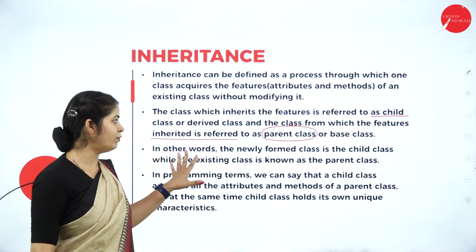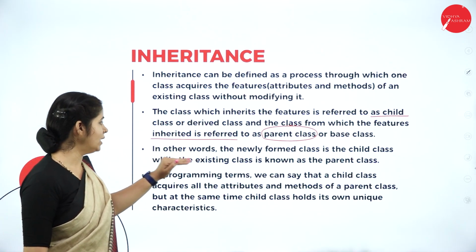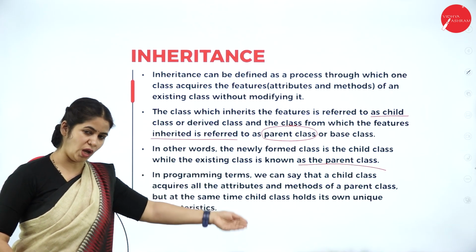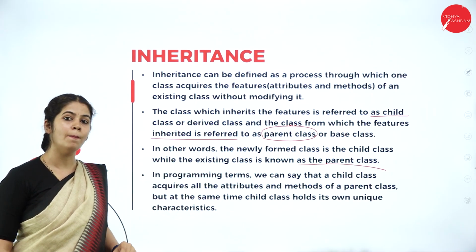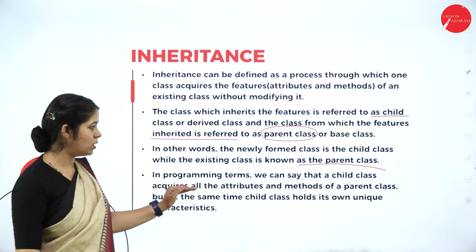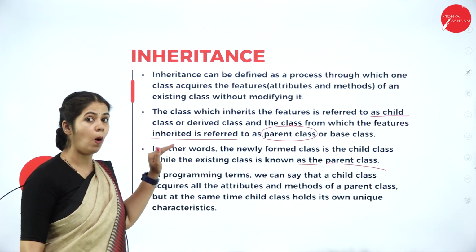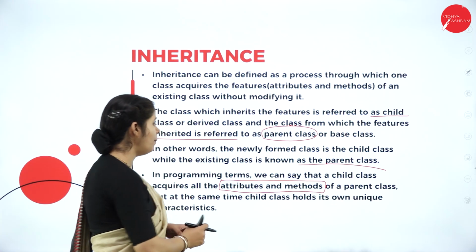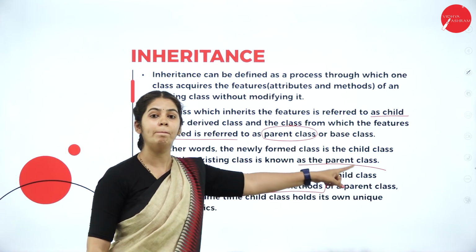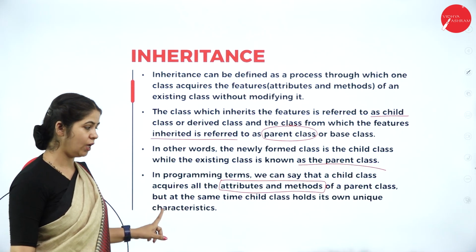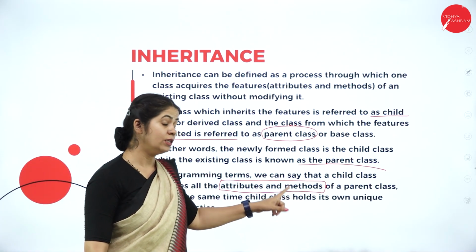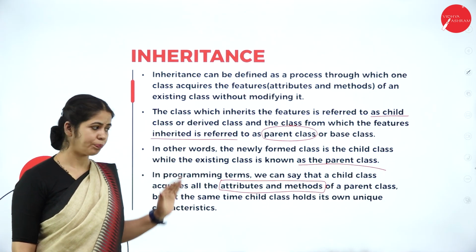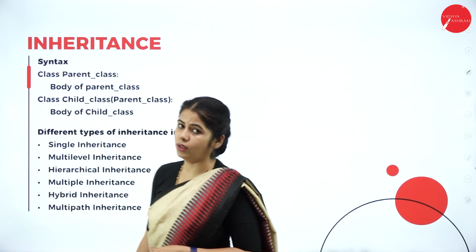In other words, the newly formed class is the child class, while the existing class is known as the parent class. That newly formed class is what? Child class, and the already existing one is called the parent class. In programming terms, we say that the child class acquires all the attributes and methods. What are we inheriting? We are inheriting the attributes and methods of a parent class without any modification to the child class, and the child class can also hold its own attributes and methods. So this is the introduction about inheritance.